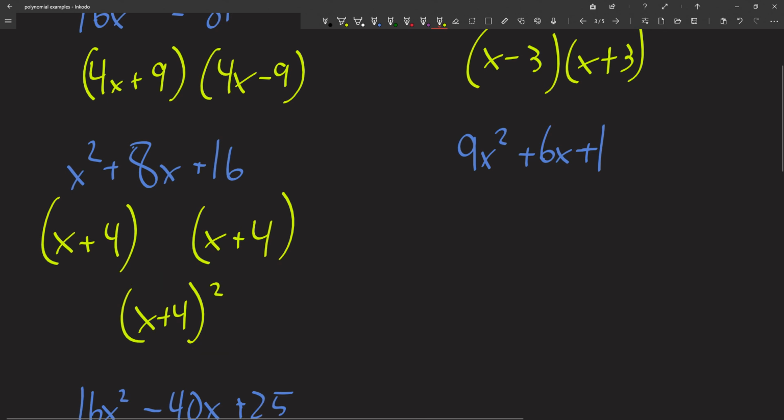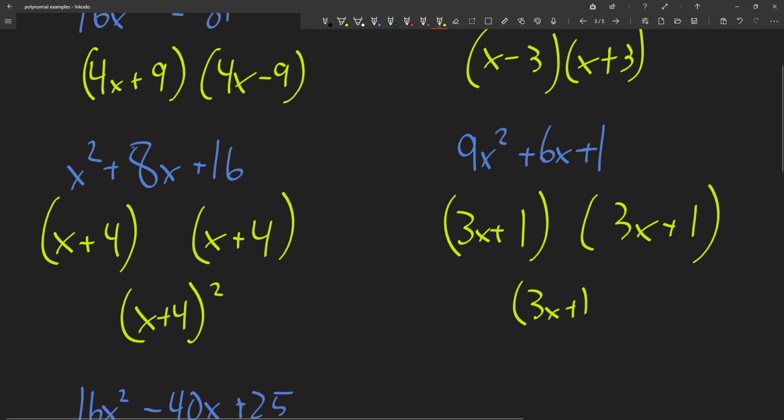This will be hard to notice at first and easier to notice as you go on. 9x squared and 6x and 1. 9 is 3 squared. x squared is x squared. 1 is 1 squared. So I know I'm dealing with 3 x's and 1's. And positive, and this here is double that root. So this is 3x plus 1 and 3x plus 1, or we could write it like this, more compact, 3x plus 1 squared.